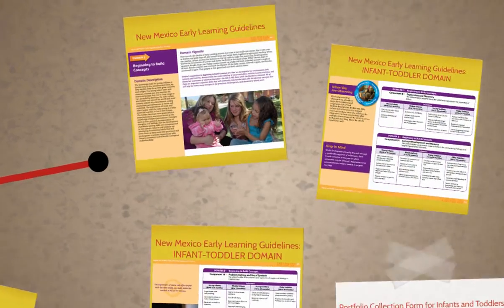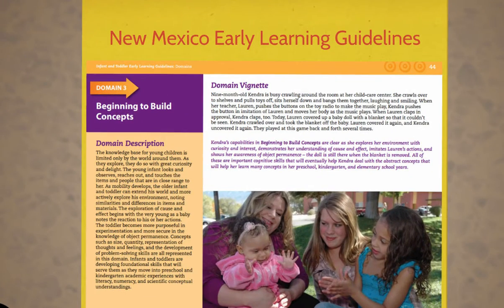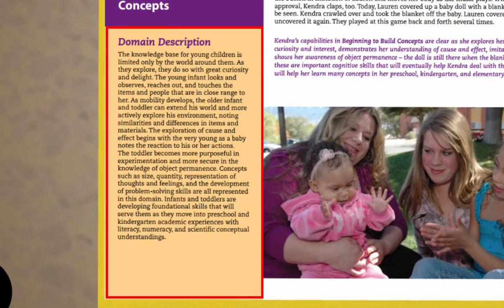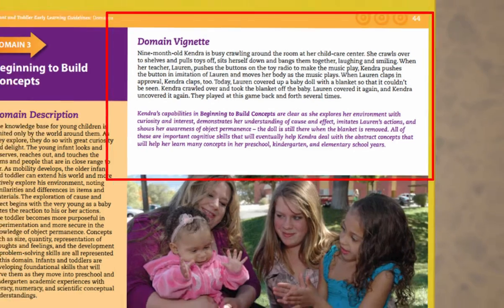Here's a domain vignette from the New Mexico Early Learning Guidelines. This domain vignette is meant to illustrate the particular domain. This example is found on page 44 of the New Mexico ELGs, and other domain vignettes are found throughout the document as well. When reading a domain vignette, read the domain number and title, then the domain description, and finally the domain vignette.